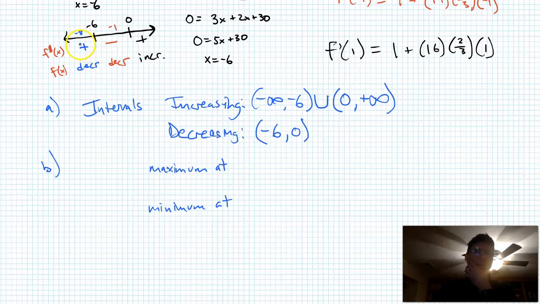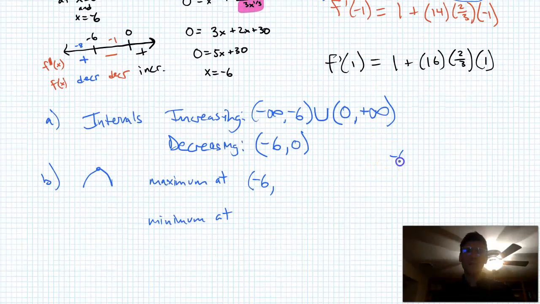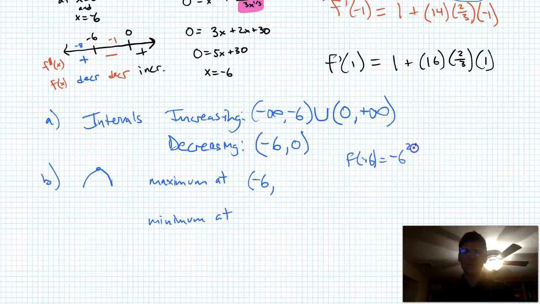Well, think about it this way. If it's increasing to decreasing, just draw a little sketch. Yes, that's a maximum at -6, but let's actually find out what the output is. So I could just plug in -6 into my function. f of -6 equals -6 to the 2/3, and then it was -6 plus 15.